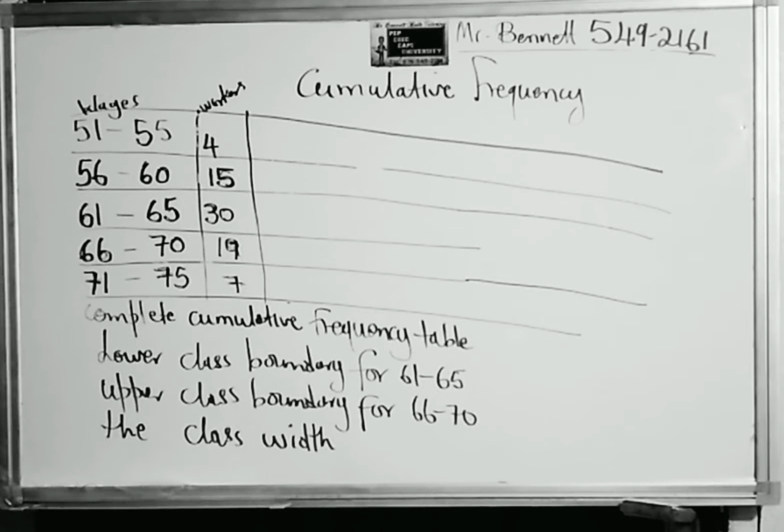Today we'll be looking at cumulative frequency, and as you can see, we're asked to complete the frequency table. Find the lower class boundary for wages $61 to $65. Find the upper class boundary for $66 to $70 and the class width.